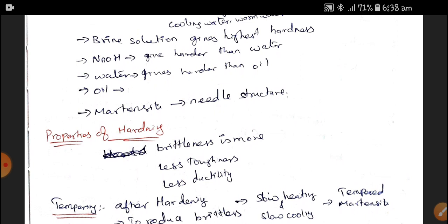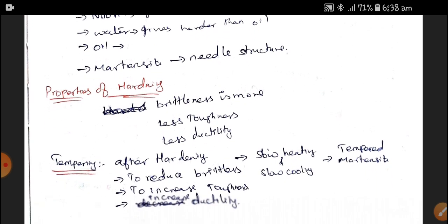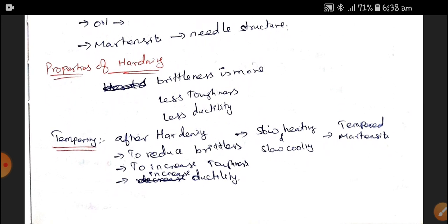Therefore, a post hardening process is going to be done. The post hardening processes are tempering and Austempering. First of all, tempering. After hardening, continuous slow heating and slow cooling is done to convert the martensitic structure into tempered martensite. This process will reduce the brittleness and increase the toughness and the ductility. So this is our interest.